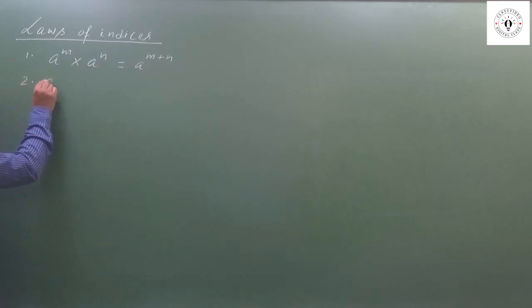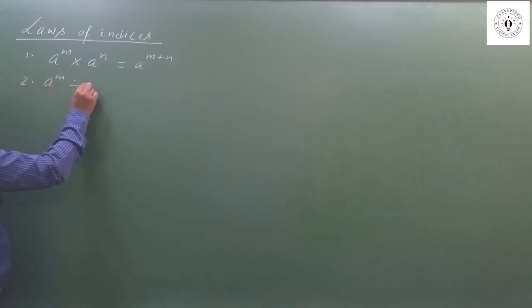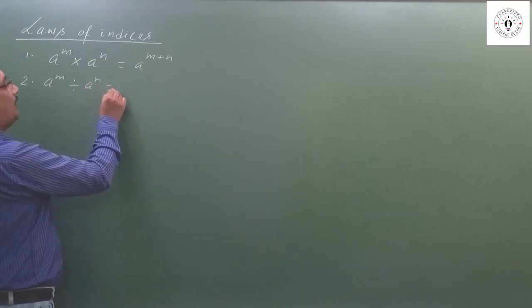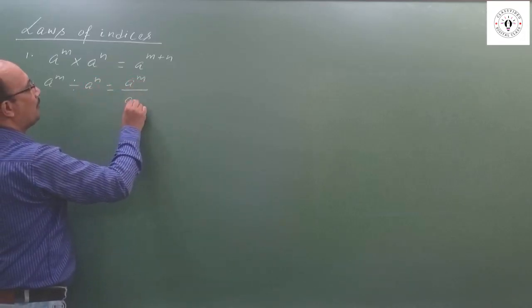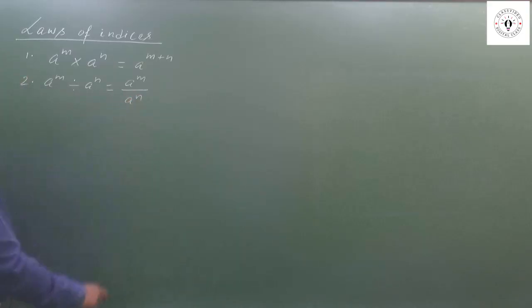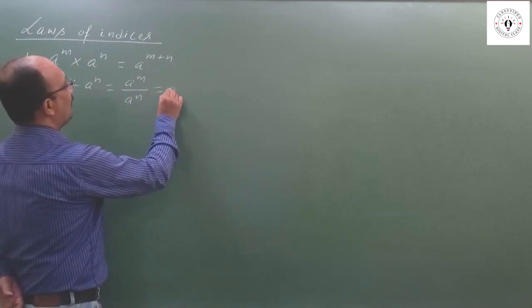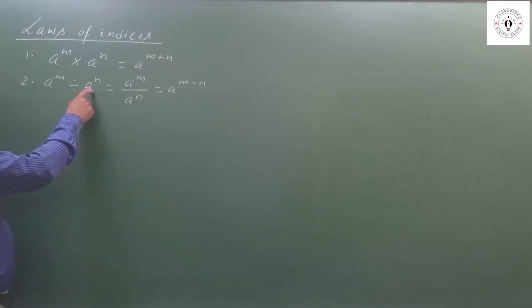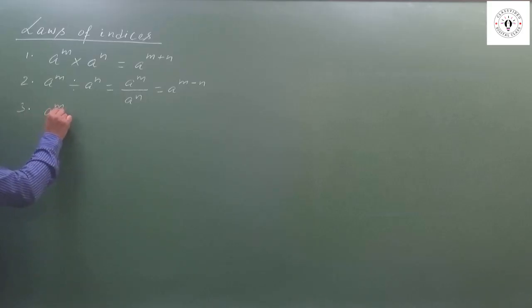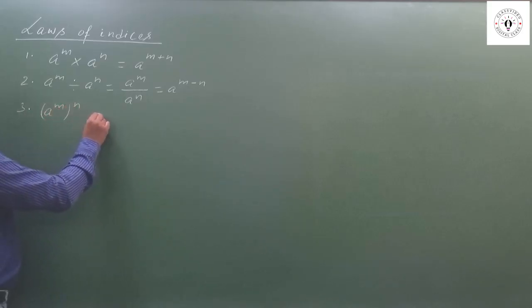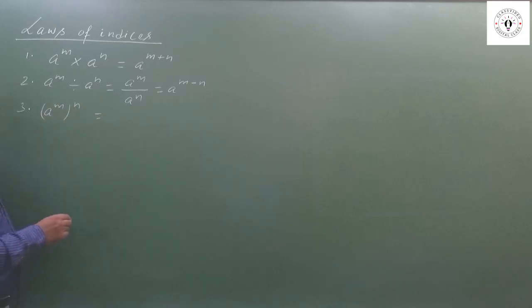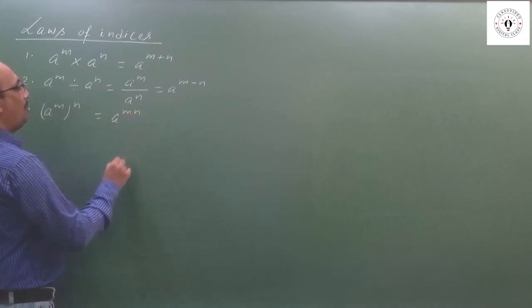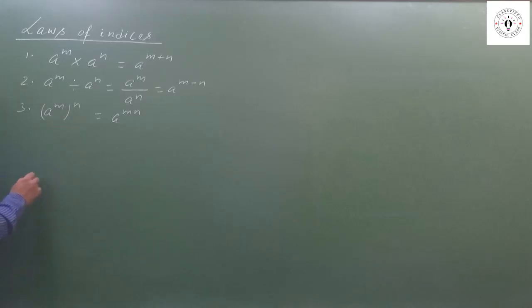Similarly, a to the power m divided by a to the power n, or you can say a to the power m upon a to the power n. Either you say divide or you say upon, both have the same meaning. This equals what you studied in class 9? Correct. a to the power m minus n. It means when bases are the same in division, the powers are subtracted. The third law is a to the power m whole to the power n. If you have a double power like this, then we can write a to the power mn. It means if there is a double power, then the powers are multiplied.